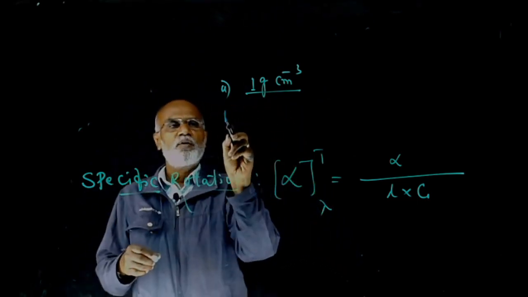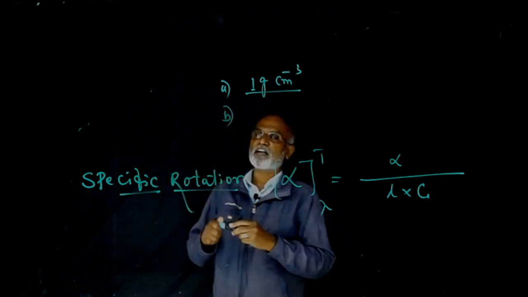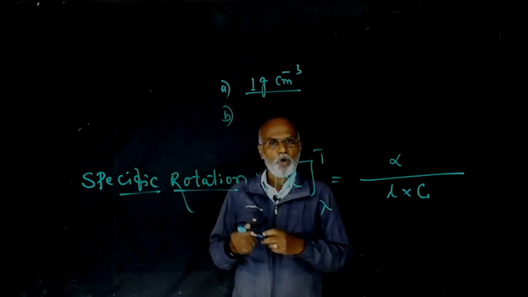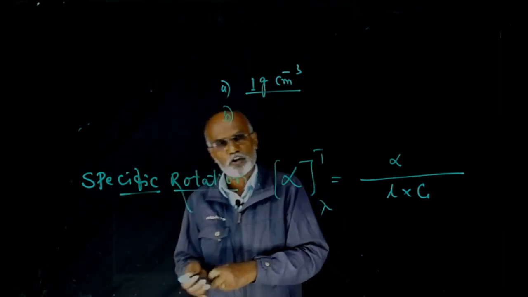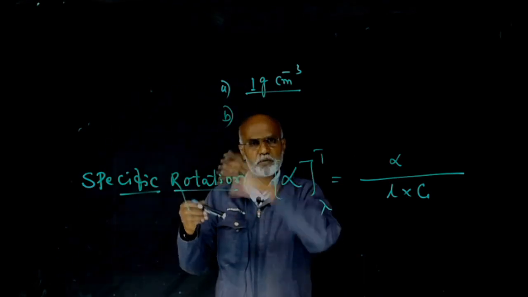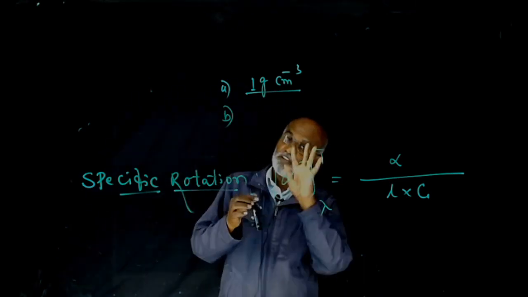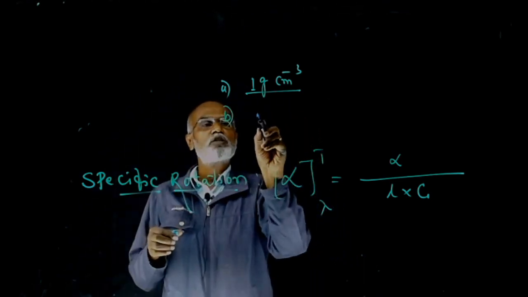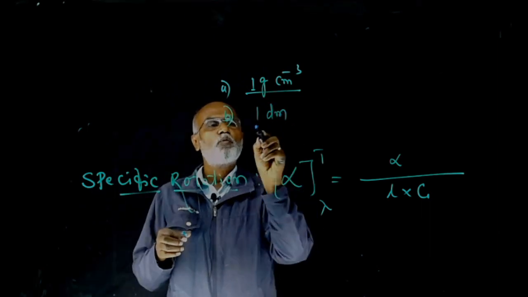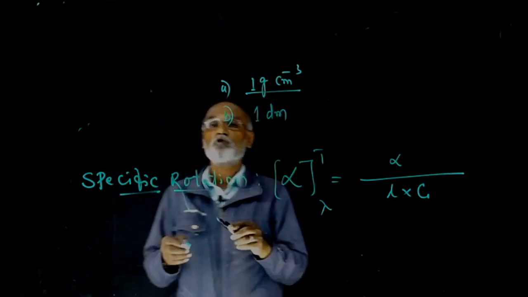Second condition: after preparing a solution with a concentration of 1 gram per cm cube, we have to fill that solution into a tube present in the polarimeter in such a way that the length of the solution should be 1 decimeter. 1 decimeter should be the length of the solution.